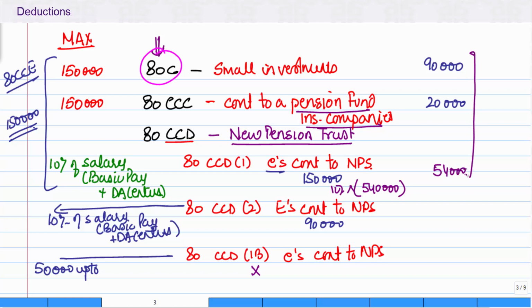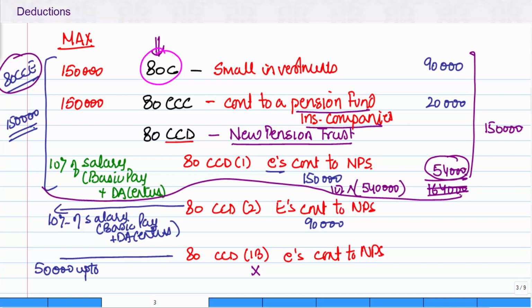Now on this, we get 1,64,000 restricted to 1,50,000, which means even the entire benefit of this is not being given, because there is an overall restriction of 80CCE, which restricts the three deductions, and the three deductions will exclude the employer's contribution. The employer's contribution, again, will be 10%, which will again amount to 54,000.